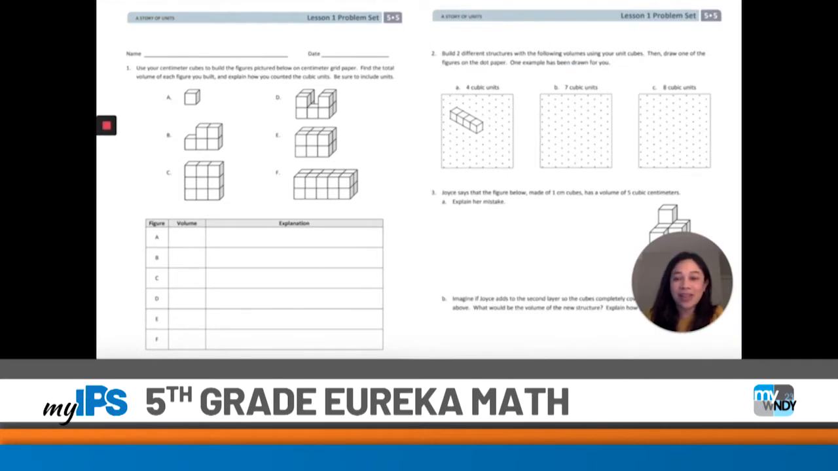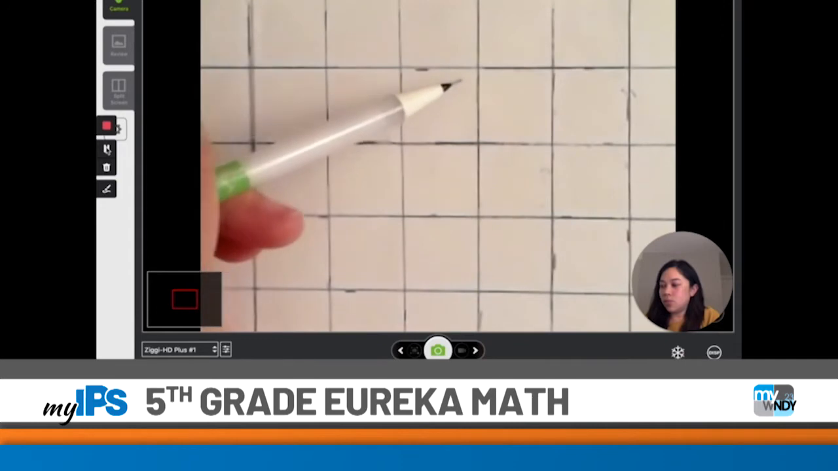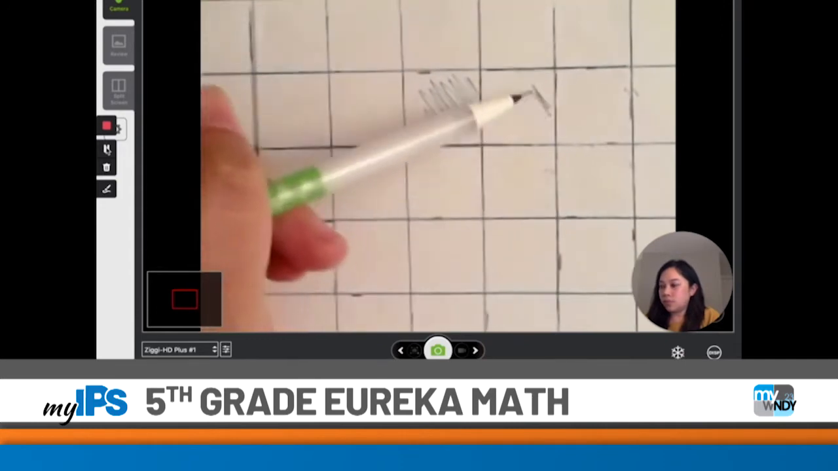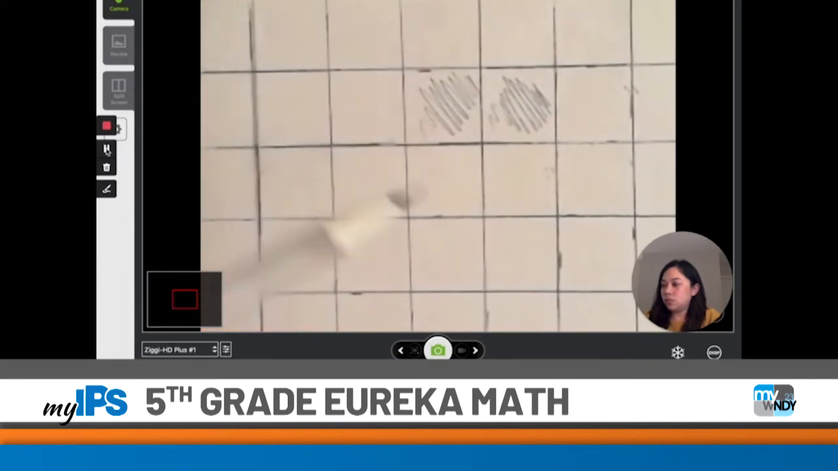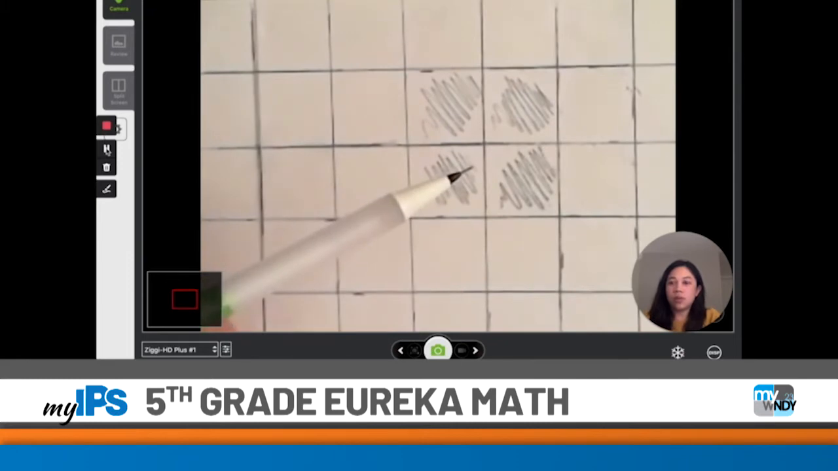So let's go ahead and get started again with Grade 5, Module 5, Lesson 1. So the first thing that I will be doing is going to my grid paper, which you'll see here on the screen. And on this grid paper, I am going to shade in an area of 4 square units. One, two. Now these 4 squares are going to be used as the foundation of our structure.